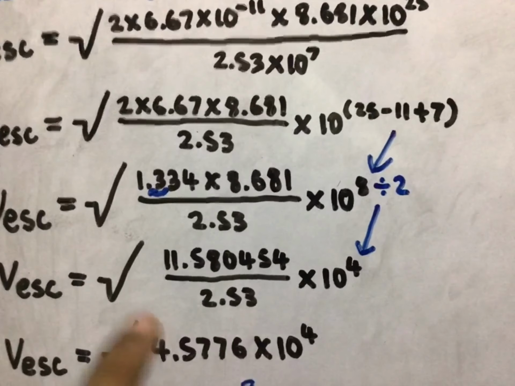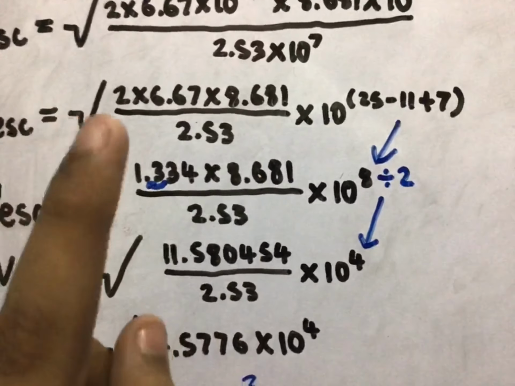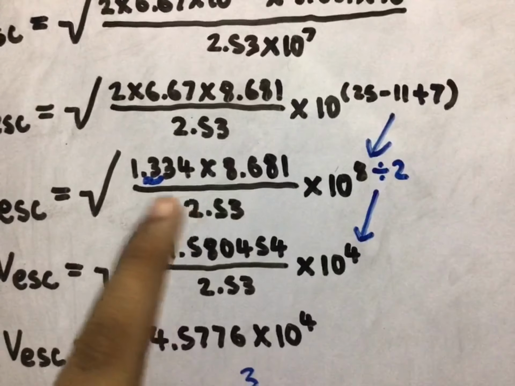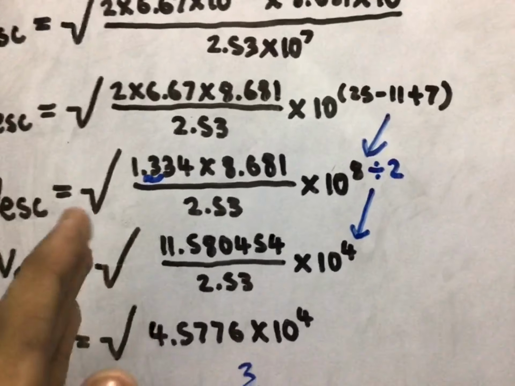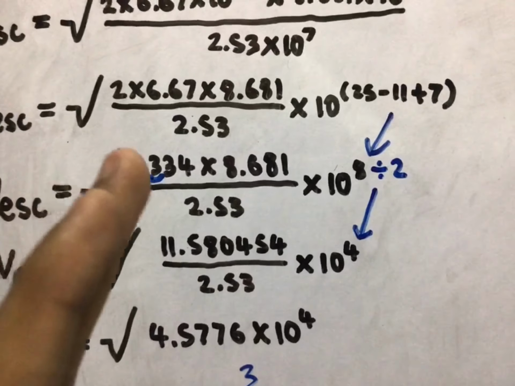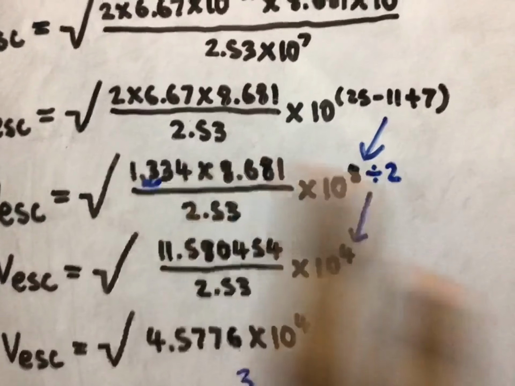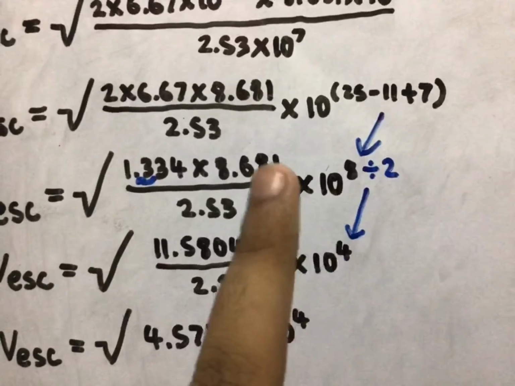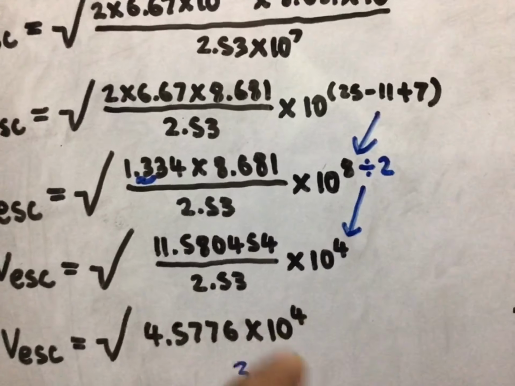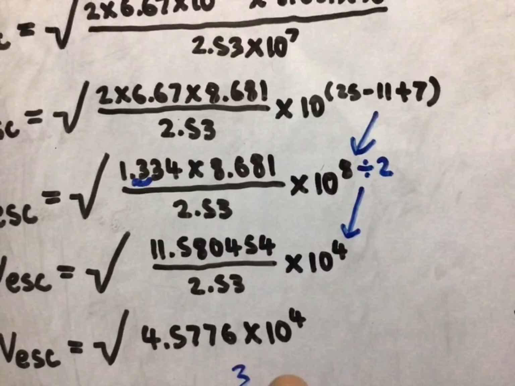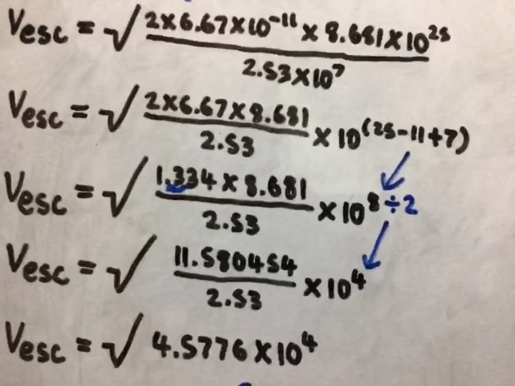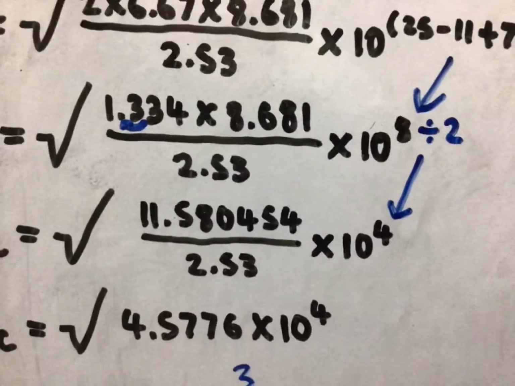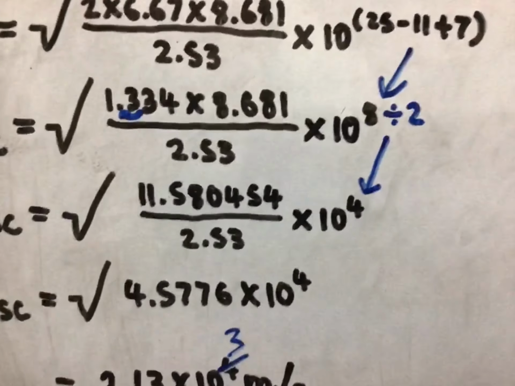So as I told you earlier, we should multiply 2 into 6.67, that is kind of a constant here, and then we should decrease the value of this numerical expression to get a higher value, that is from 10 to the power 7 we go to 10 to the power 8, and then we can simply divide it by 2.53 into 10 to the power 4, and then 11.58450 divided by 2.53 into 10 to the power 4.